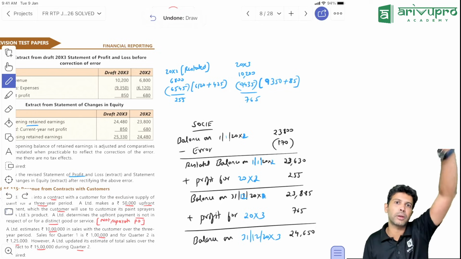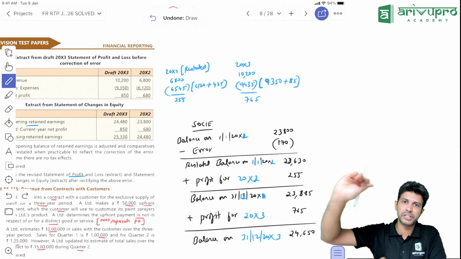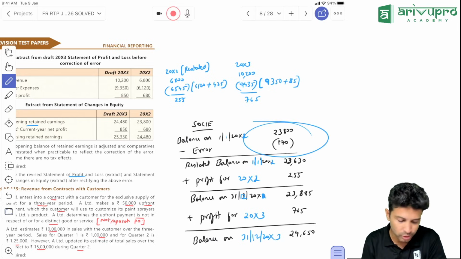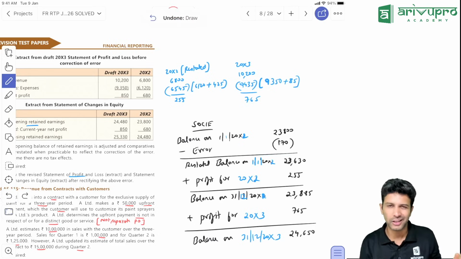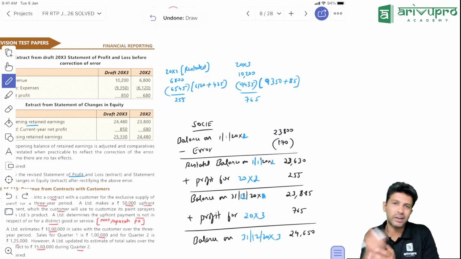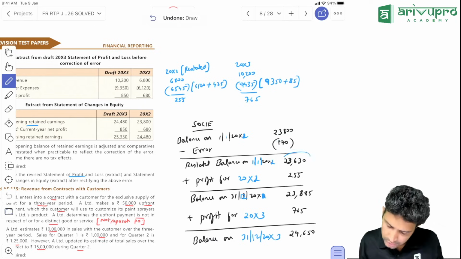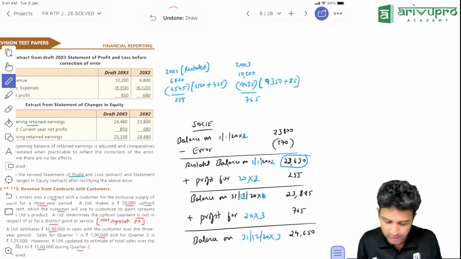Any error relating to income and expenditure which is going beyond the previous year, we'll adjust it through retained earnings by adding or minusing. Here we have to minus because an expenditure was not recorded. So the retained earnings balance is unnecessarily increased, so we are reducing it. Okay, that's it. So this is the restated retained earnings balance.